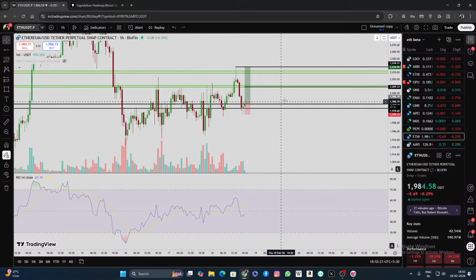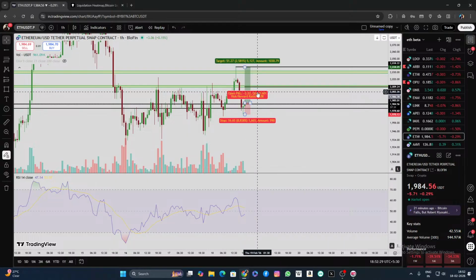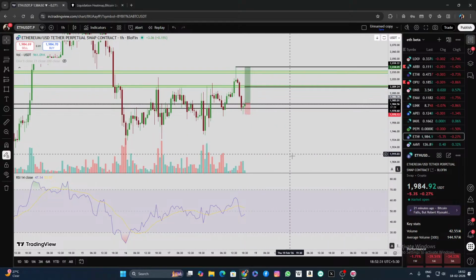The previous 1 hour candle close was pretty much bullish for me. I hope at least ETH retests the 2009 area from here before coming down.